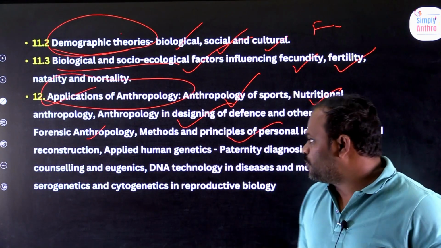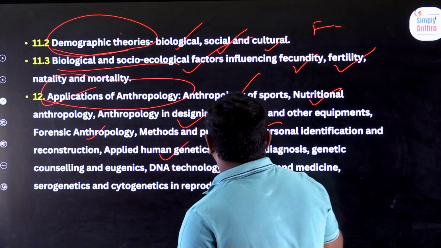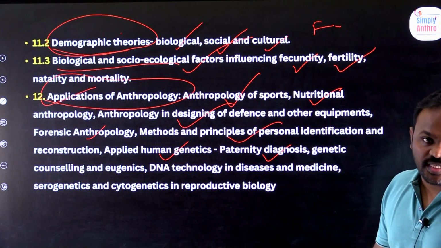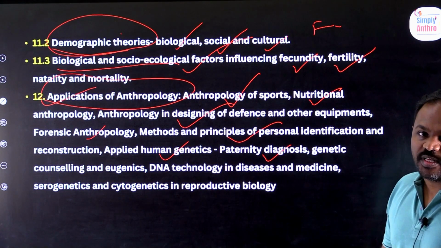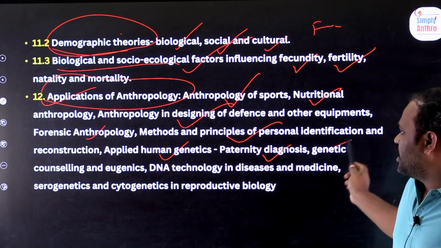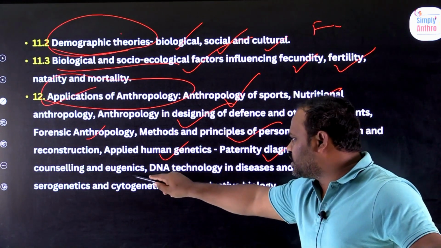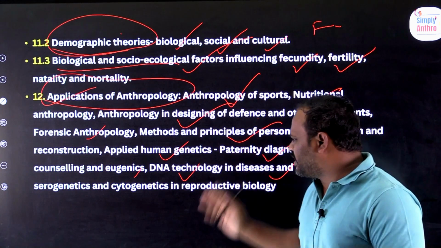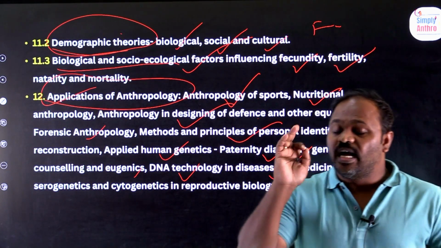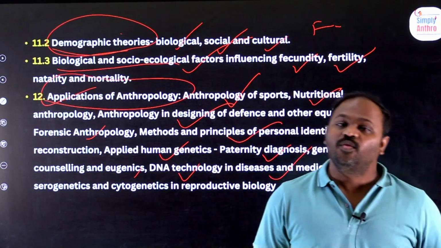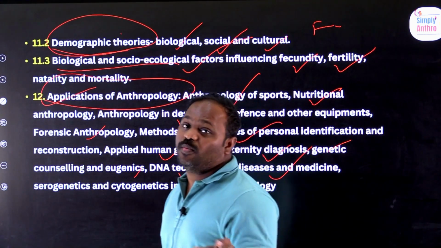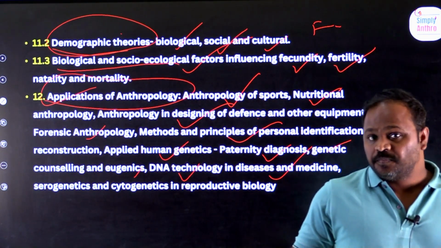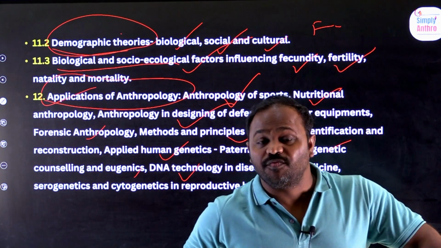Again forensic anthropology, again human genetics. What I mean by paternity diagnosis: who is your father, how can I find your father, based on paternity diagnosis. And genetic counseling, eugenics, DNA technology, diseases, medicines, everything would be discussed. Application of anthropology is the 12th unit. The 11th unit is all about your fertility, fecundity, these kinds of aspects. 10th unit, growth and development of human.